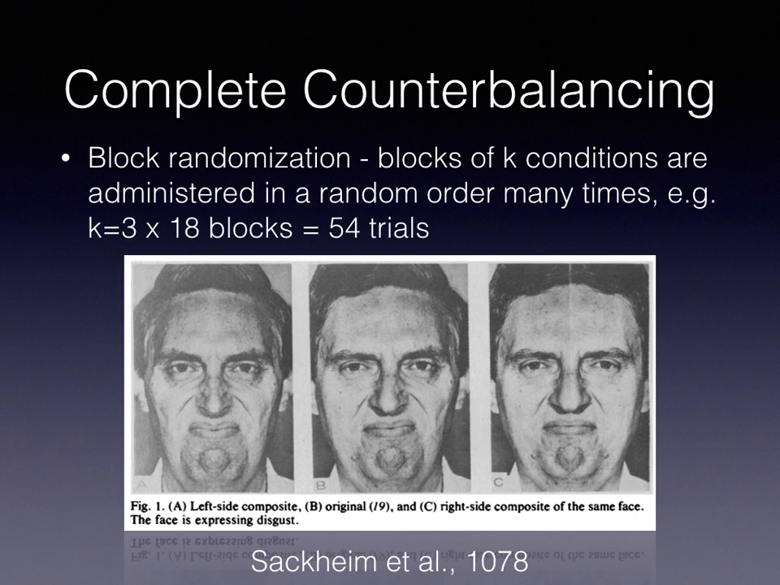In block randomization, we administer blocks of however many conditions you have. You go through all K of those conditions, and we give them in a random order, but then we do it many different times for many different blocks. For example, if K equals 3, and we do 18 blocks of 3 conditions, there's no rule to that, this just counts the number of trials that you get. 3 conditions presented 18 times in a row would give you 54 different trials of 18 blocks with your 3 conditions in a random order in each block.